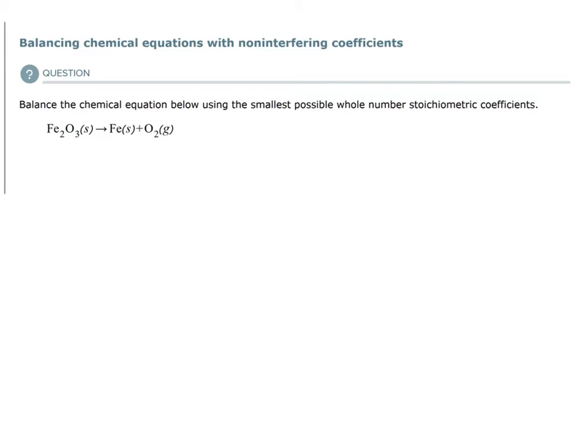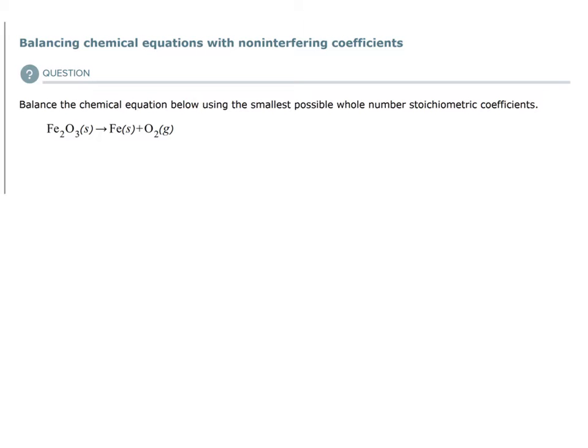Balancing chemical equations. So this topic asks us to do this. Balance the chemical equation below using the smallest possible whole number stoichiometric coefficients. So we want our stoichiometric coefficients to be whole numbers and to be the simplest whole numbers.